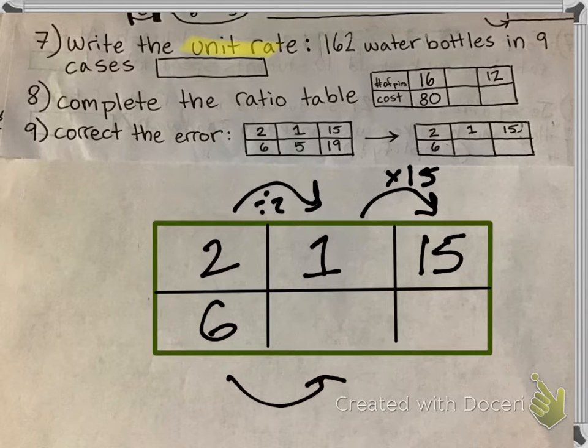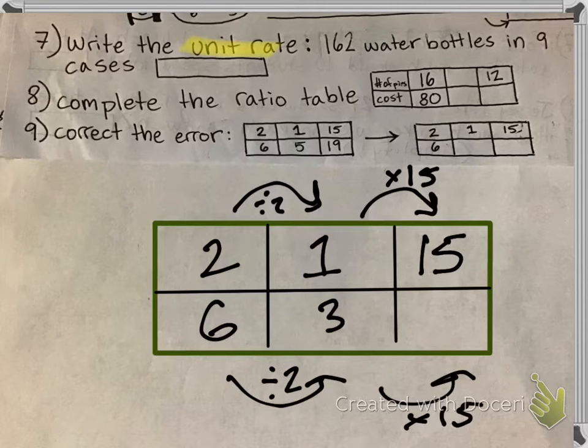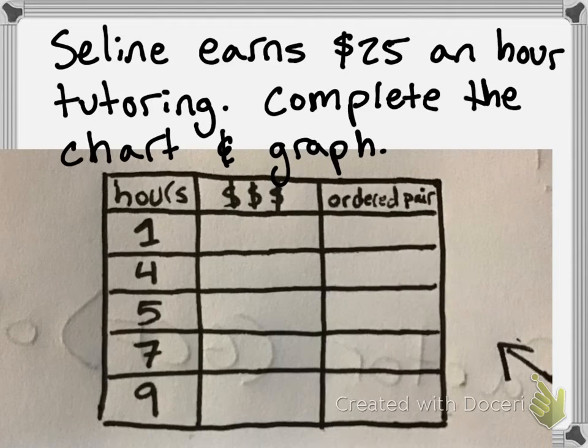So, what is 6? I want everyone to call it out at the same time. 6 divided by 2 is? 3. And what is 3 times 15? Call it out at the same time. 45. Excellent. That is the answer. Let's look.